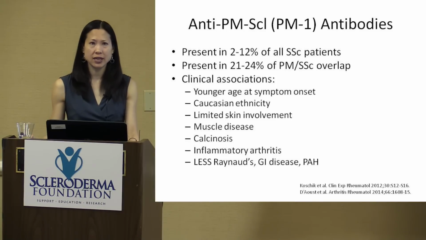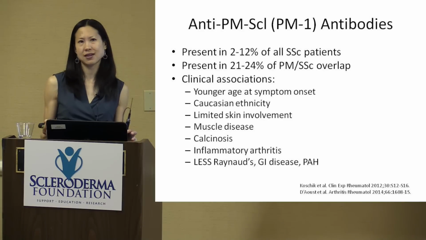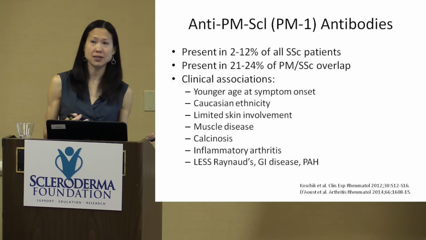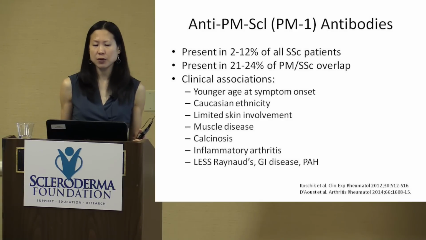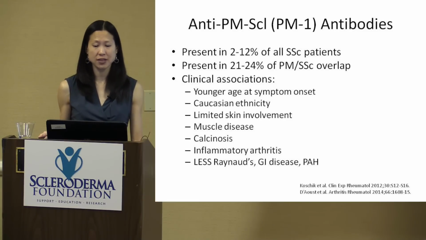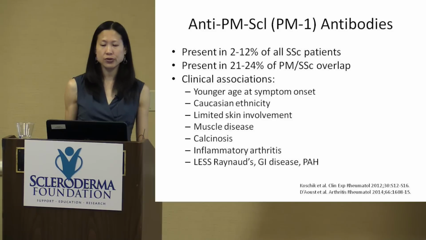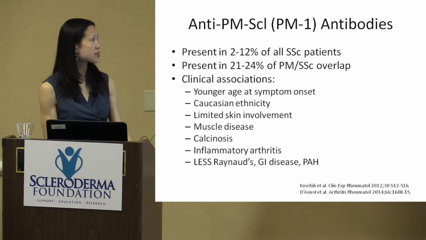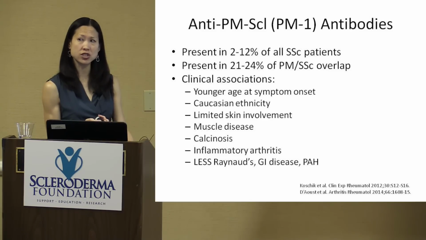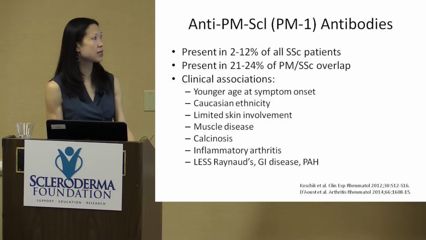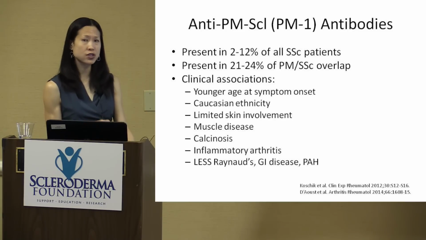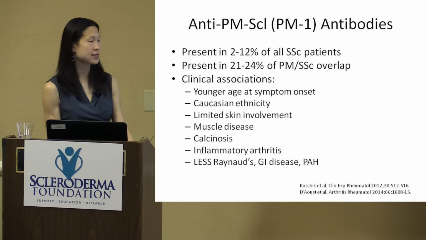So regarding the anti-PMSCL antibody, basically PMSCL is kind of short form for polymyositis scleroderma. So that helps you remember that these are patients with features of polymyositis or muscle inflammation and scleroderma. These antibodies are present in anywhere from 2 to 12% of all scleroderma patients, but about a quarter of patients with the polymyositis scleroderma overlap will have these antibodies. Other clinical associations with these antibodies include, again, younger age at symptom onset, associated more with Caucasian ethnicity. And although muscle disease is more common in diffuse patients in general, this antibody is associated with muscle disease in limited skin involvement. In addition, some other clinical features associated with this antibody include calcinosis, or calcium under the skin, inflammatory arthritis, and then less commonly are Raynaud's phenomenon, GI disease, and pulmonary arterial hypertension.